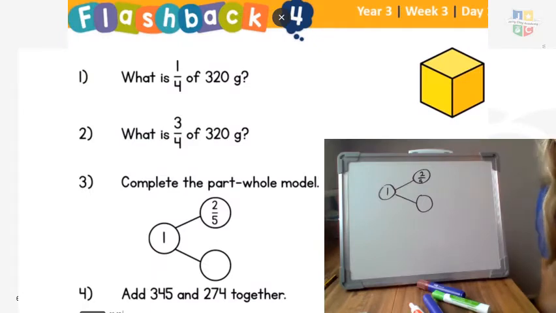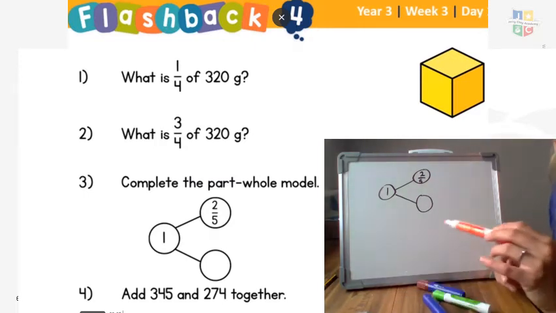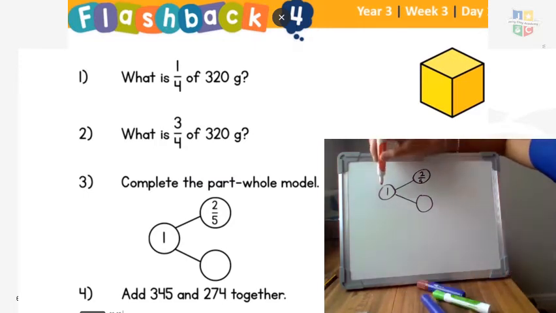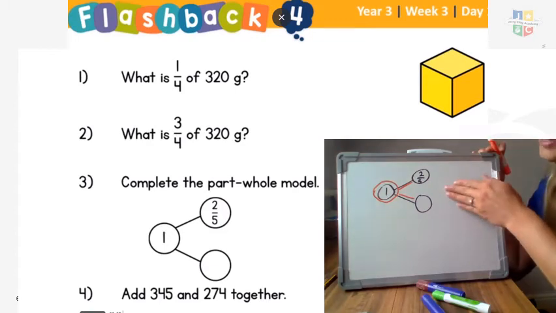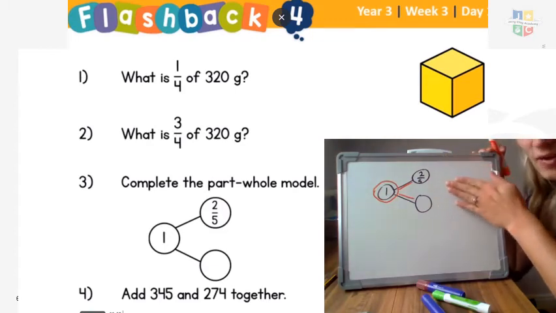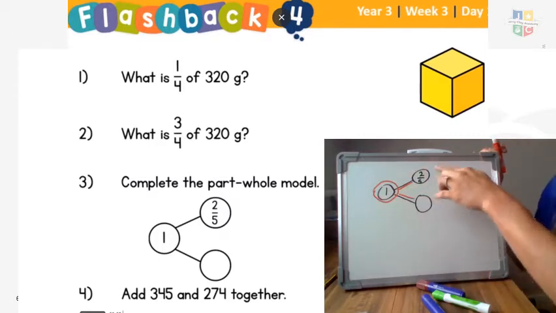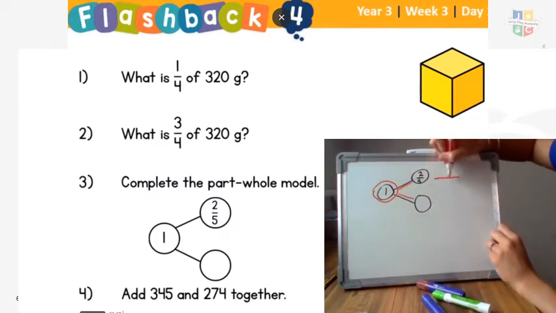Okay, so let's have a look at number 3. Number 3 needed to complete the part-whole model. Now remember, a part-whole model, all it means is that the whole, which is the one which has got 2 lines joining to it, that is the whole, because that means that these 2 numbers here, their parts, are going to add to make your whole.